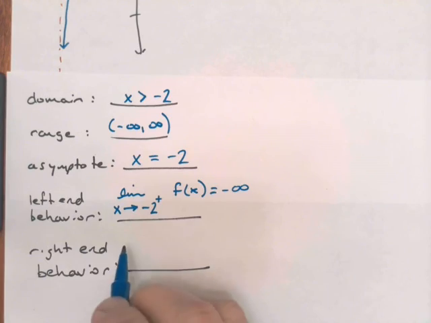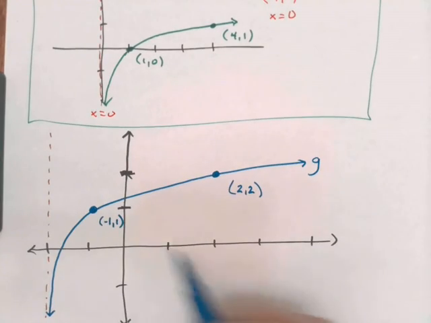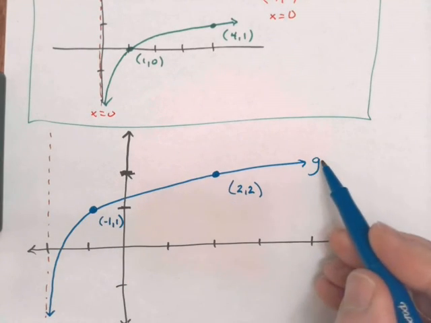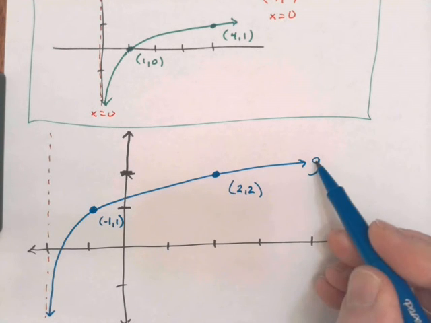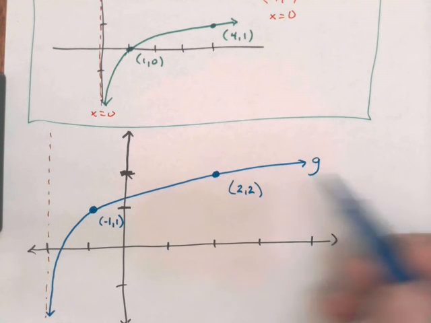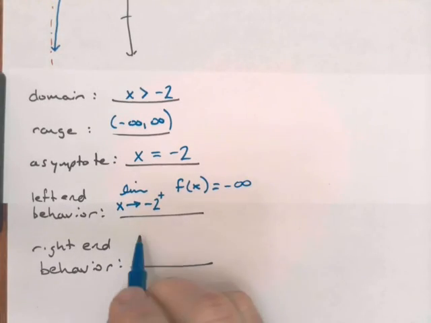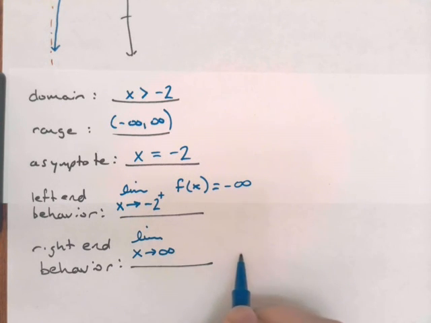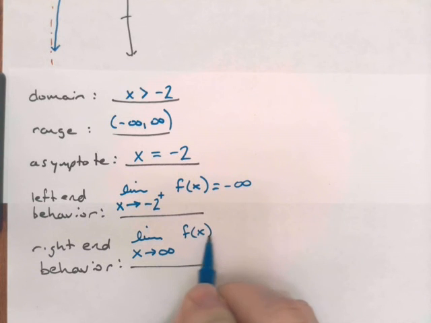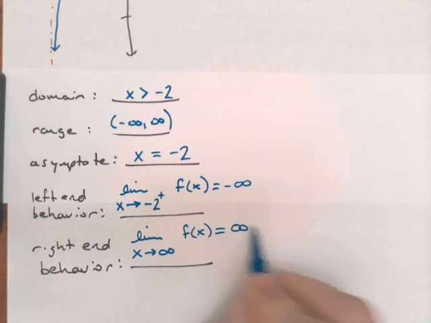For our right end behavior, our graph does go to the right forever, and as it goes to the right forever, the graph keeps going up and up and up. So as x approaches infinity, y is also approaching infinity. So for our right end behavior, we would have the limit as x approaches infinity, as you go to the right, f of x equals infinity.